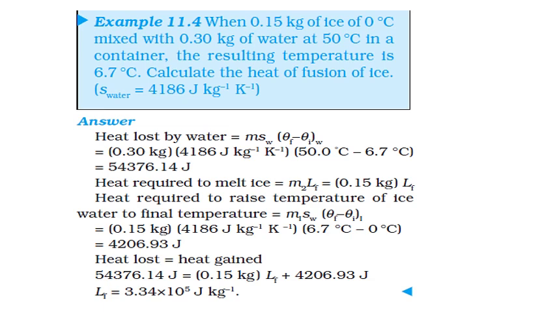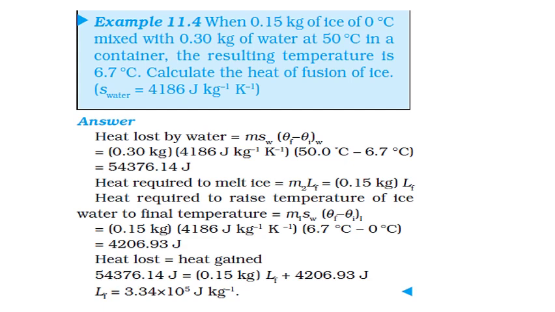Here is example 11.4 of your NCERT. When 0.15 kilogram of ice at 0 degrees Celsius is mixed with 0.3 kilogram of water at 50 degrees Celsius in a container, the resulting temperature is 6.7 degrees Celsius, and you have to find out the heat of fusion of ice.